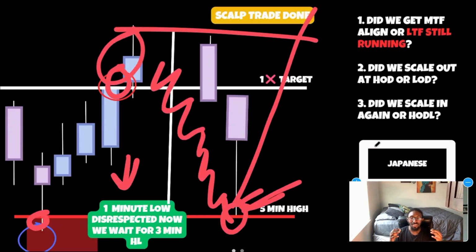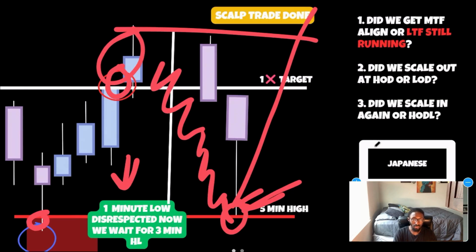Did we switch to Heikin-Ashi? Because at this point, we didn't already hit target 1 for the first breakout. If you took that for base points, we hit target 2 for the breakout above the 5 minute.